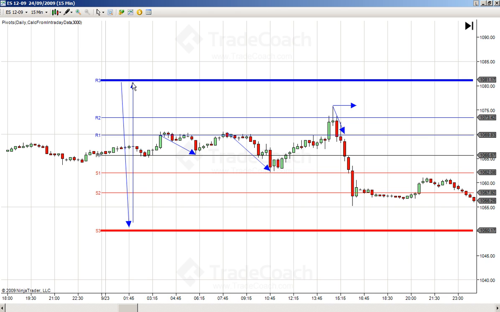Sometimes they're really far apart, sometimes they're really tight together. Now if they're very, very tight together, perhaps there's a point where how price interacts with the pivots becomes a little bit trivial, because they're so tight together that it's not even worth looking at.